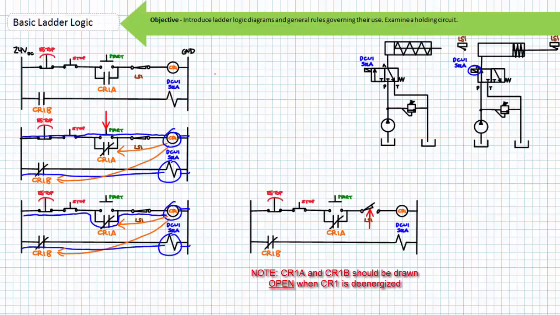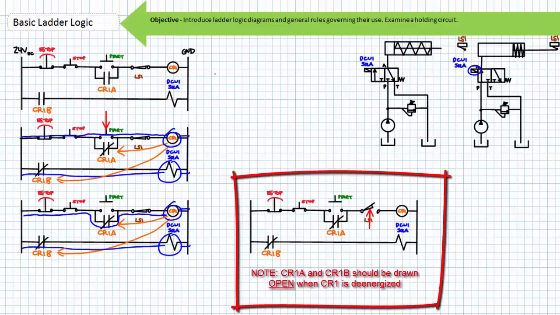CR1B stays closed, solenoid A stays energized, and DCV1 remains shifted into the straight-through position. The cylinder extends until it hits LS1 at the limits of travel. Normally closed limit switch 1 opens and de-energizes the CR1 coil. The contacts associated with CR1 return to their de-energized state.